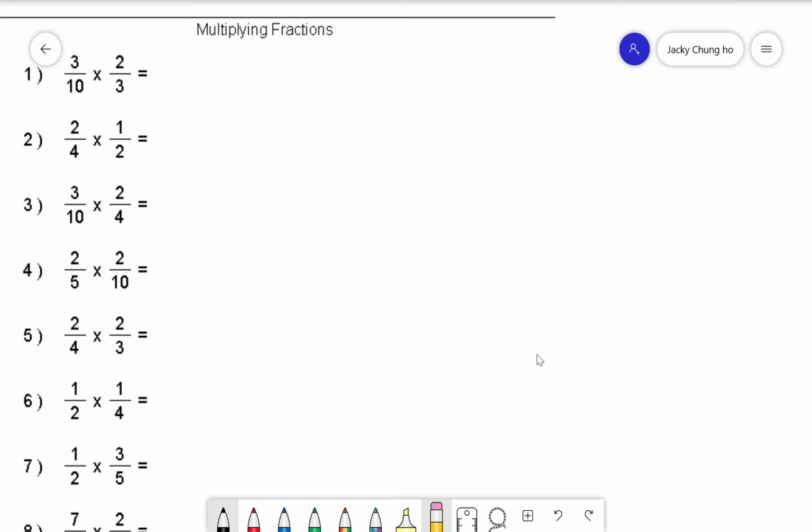In fraction multiplications, we no longer have to find LCM, so let me just write it on top: no LCM anymore. And fraction multiplication should be the easiest one among the addition, subtractions, and divisions, because all we have to do is multiply the numerator with the numerator over the denominator with the denominator.